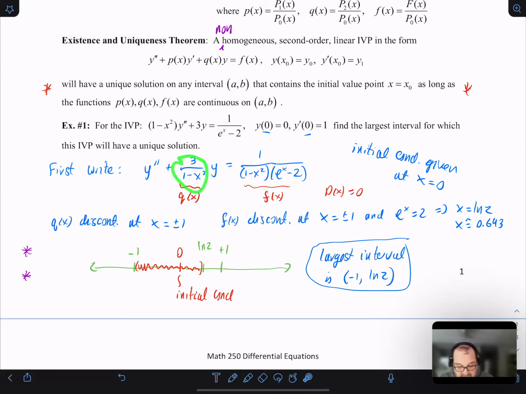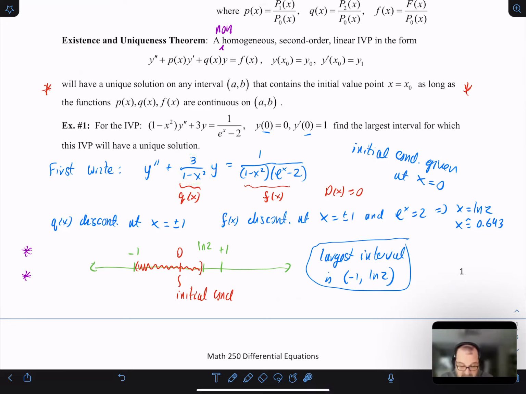So if we look at Q of x, clearly Q of x cannot divide by 0, so Q of x is not continuous there. Again, the continuity of a function that is not piecewise and not absolute value is its domain.